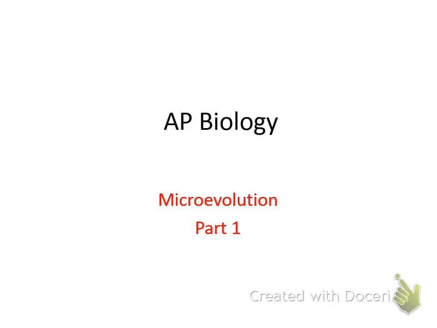Change in, like, if 50% of the population is heterozygous and 50% of the population is either homozygous dominant or homozygous recessive, and that number changes, now 75% of the population is heterozygous, that's microevolution. So that's where we're going today with microevolution.